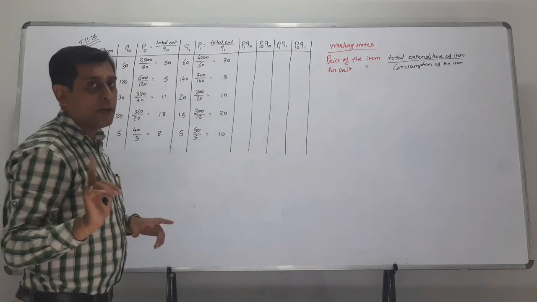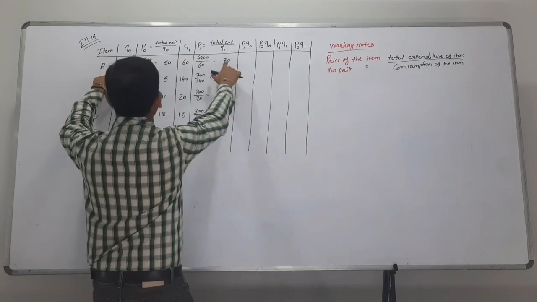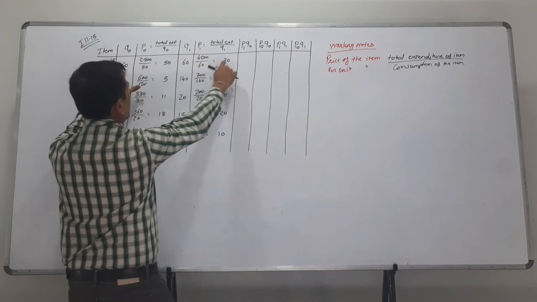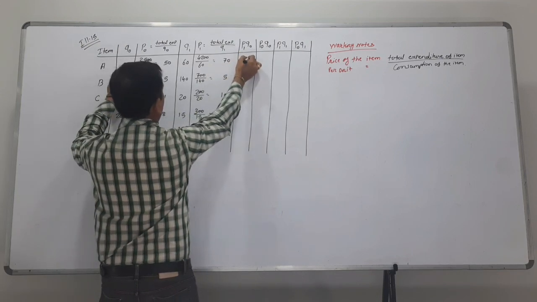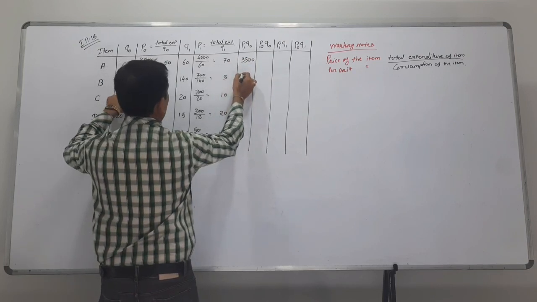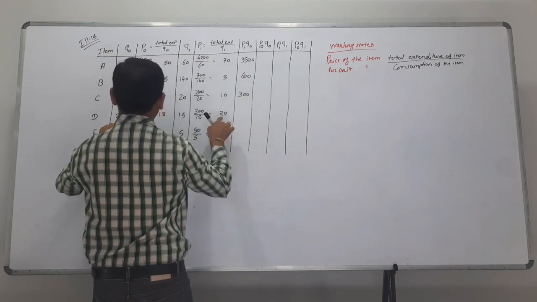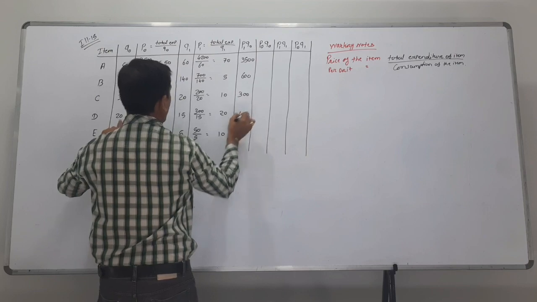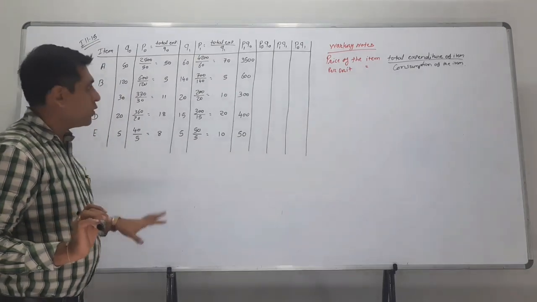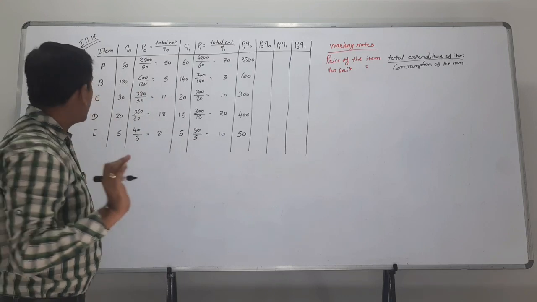So here first of all P1 Q0. P1 is 70 and Q0 is 50, so we have to multiply these two. 70 into 50 is 3500. 5 into 120 is 600. 30 into 10 is 300. 20 into 20 is 400. And 10 into 5 is 50. Okay.